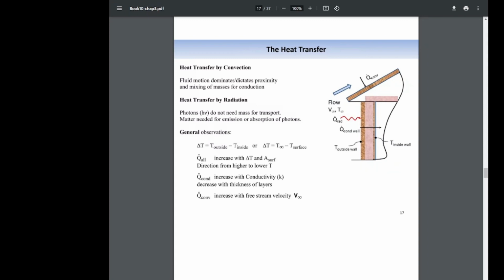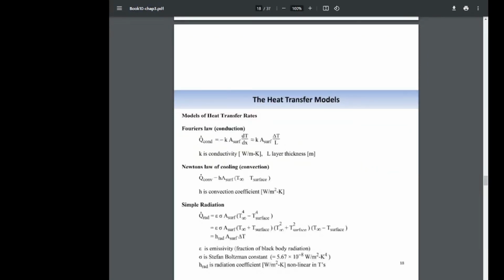Okay. And if you're talking about all of the thermal energy, the rate at which thermal energy is being exchanged, it increases with delta T. So you have more thermal energy exchange with delta T and with the surface area, so if you have a larger surface area. The thermal energy is going to go from higher to lower temperature. Now the following shows the models for each of the types of heat transfer.